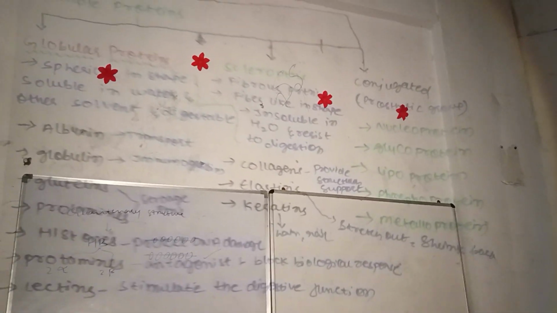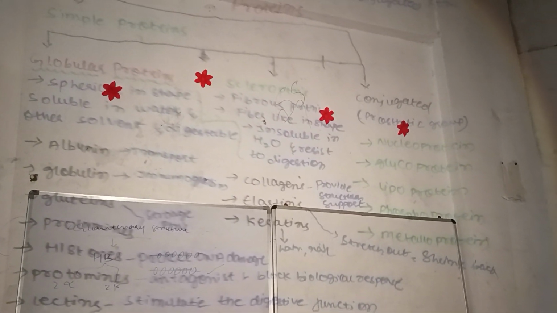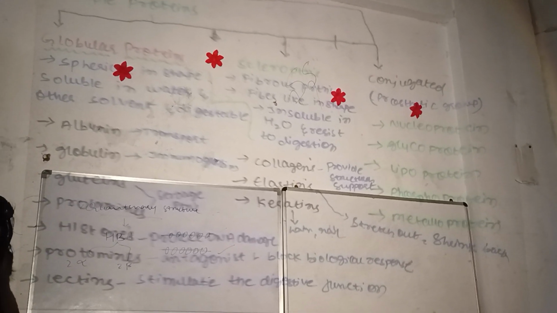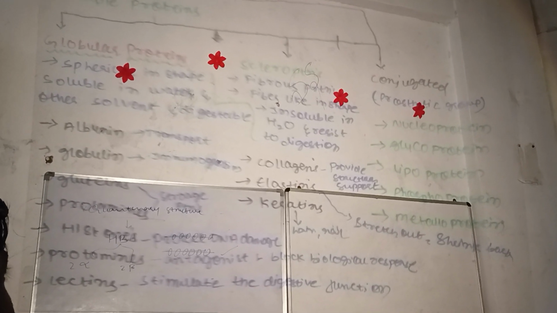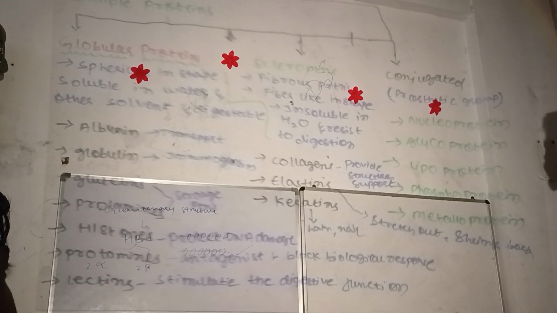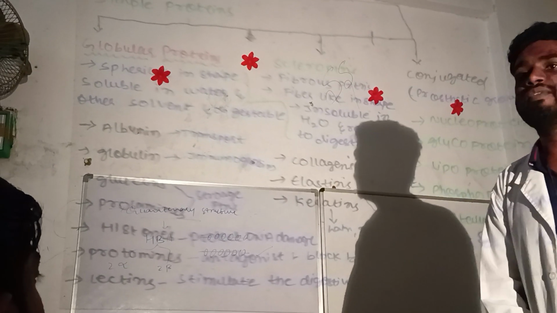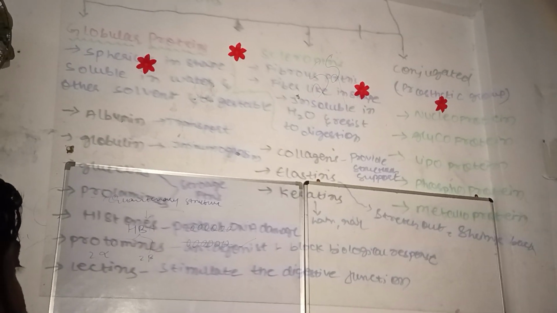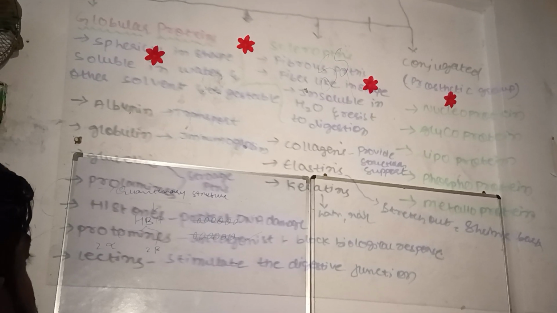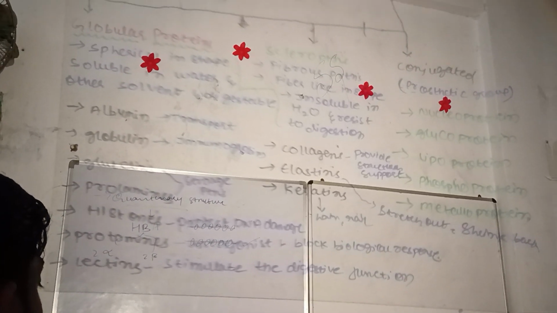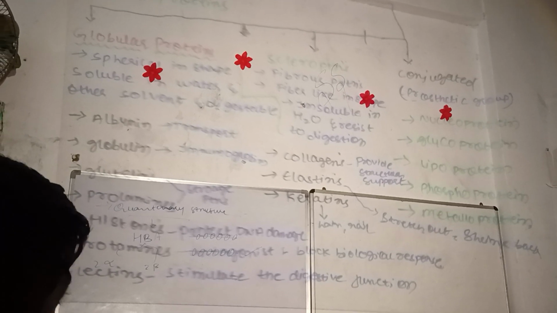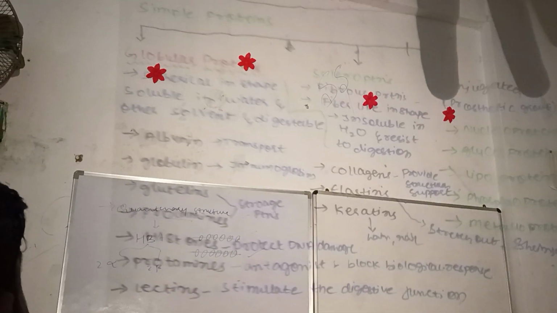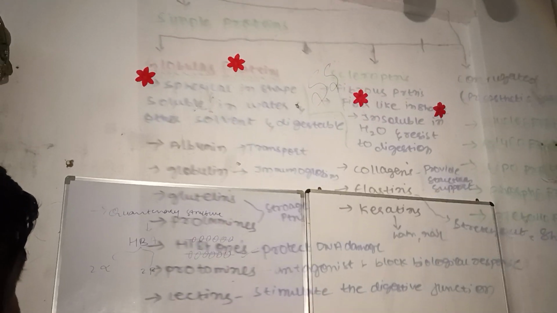Now scleroprotein will be considered as fibrous protein. They are fiber-like in shape. Because they are fibers in shape, they have divided the thing into the scleroprotein. They are insoluble in water and they resist digestion. Whereas globular proteins are soluble in water and easy for digestion, compared to the scleroprotein, which is indigestible as well as insoluble in water. Now certain examples have been given for the albumin, globulin.